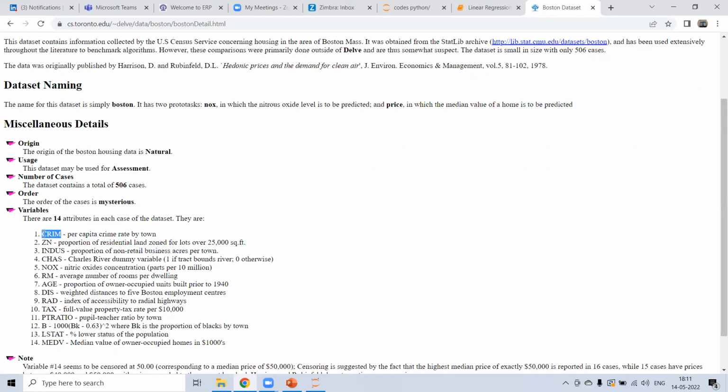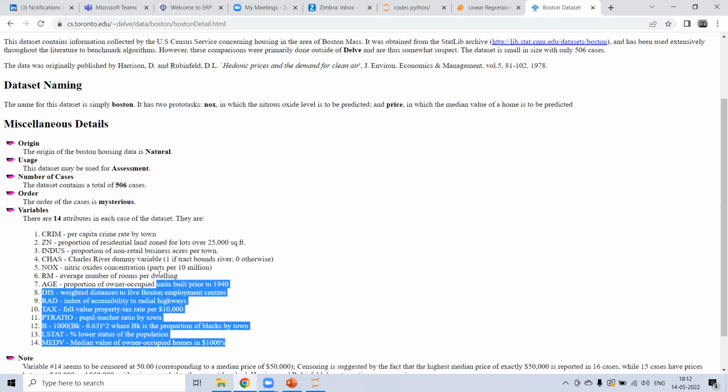So ideally, as the crime rate goes up, the price should decrease. And for the proportion of residential land, the more residential land you have, the higher the chances of a higher price in that place. Let's say the index of accessibility to radial highways: the higher it is, the higher the price should be. Proportion of owner-occupied units built prior to 1940: as it increases, probably the price will go down. I do not know, it may go both ways. So different kinds of variables are taken.